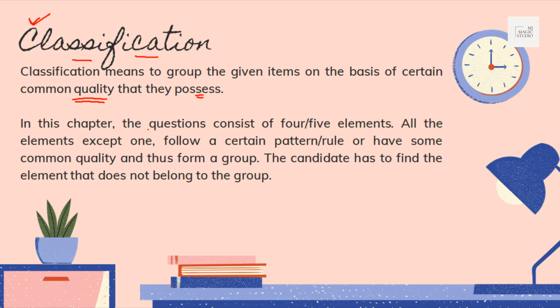In this chapter, basically the question consists of 4-5 elements. All the elements except one follow a certain pattern or rule or some character or have some common quality, and thus they are part of a group. As a candidate, we need to find the element that does not belong to the group. So it is something like odd one out type of questions which are basically asked in classification.